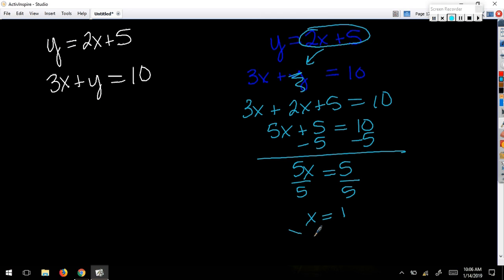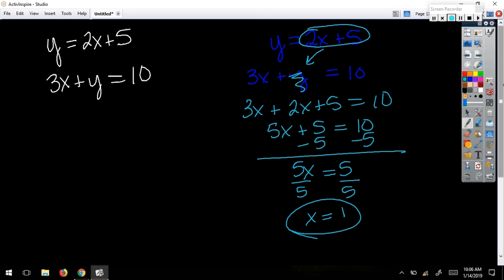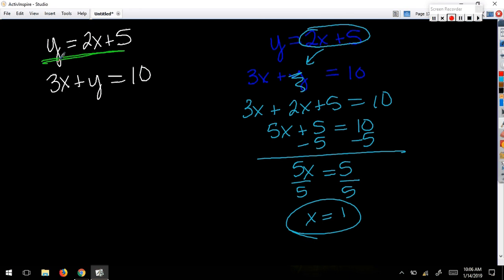Now, that is only half my answer, because I also need what? The y value. So to get the y value, which equation is the best one to use? Y equals 2x plus 5, because it tells you what y equals, okay? So what I'm going to do is plug in the 1 for x, because that's what I know x equals.